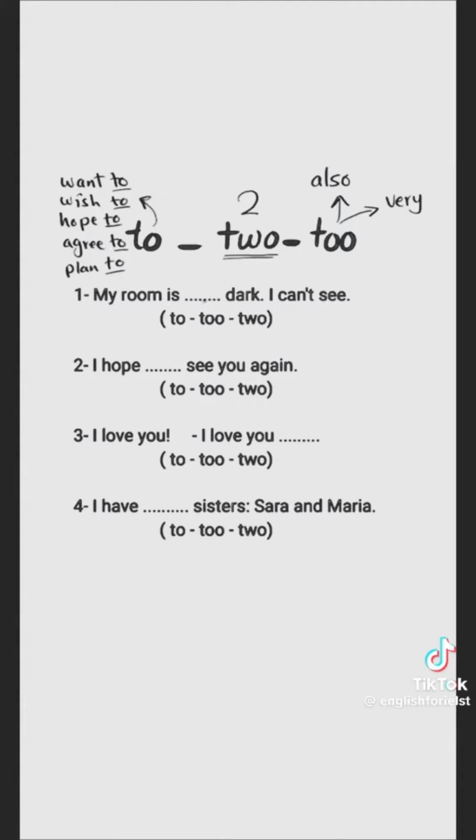My room is blank dark. I can't see. Look guys, I can say my room is very dark. So I can use very dark here. So the correct answer is "too" with double O.